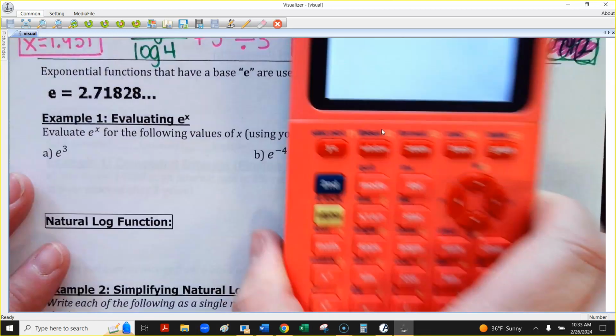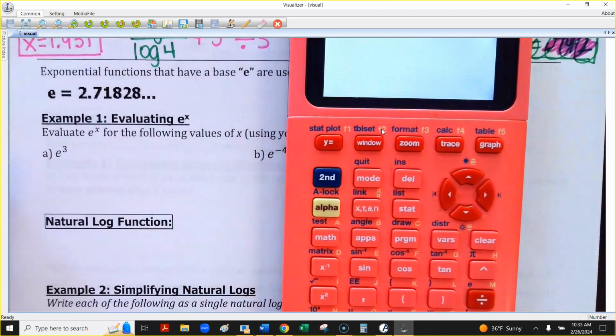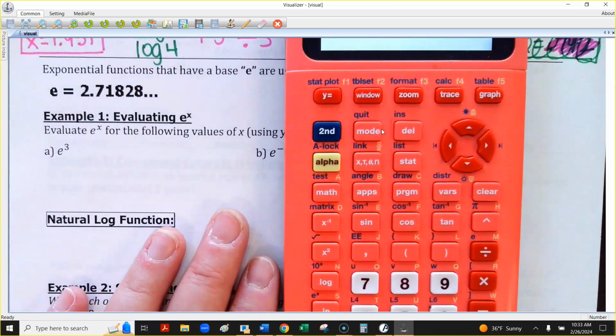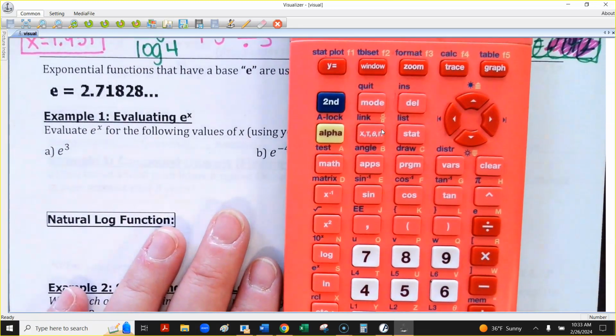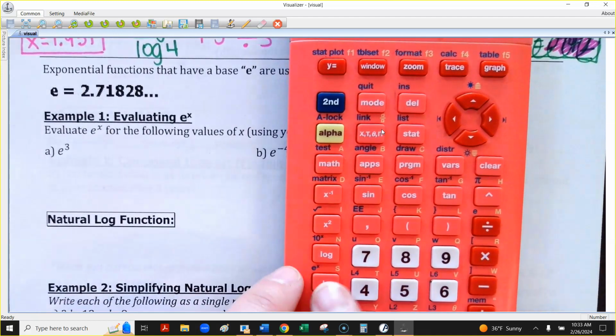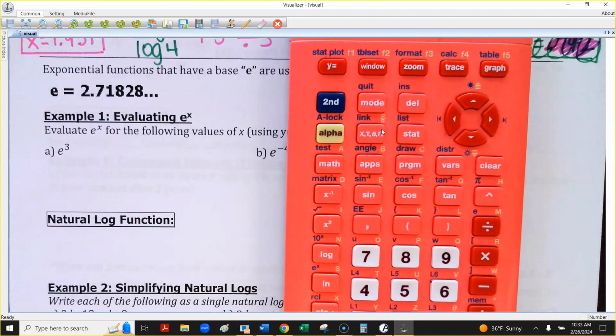If you guys have a graphing calculator, and this is on regular and scientific calculators too, it's the button right next to the 4, there's an e to the x. If you guys have a scientific calculator, look for your button that says ln on it, and that e to the x will probably be a second function on the scientific calculator too. I just don't have one up here to show it to you.